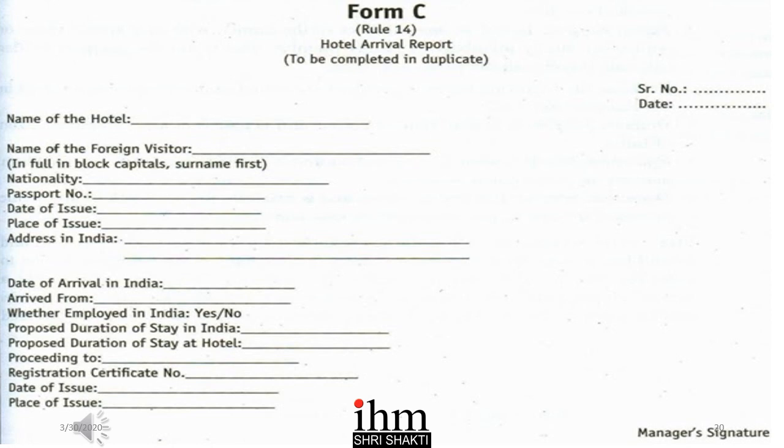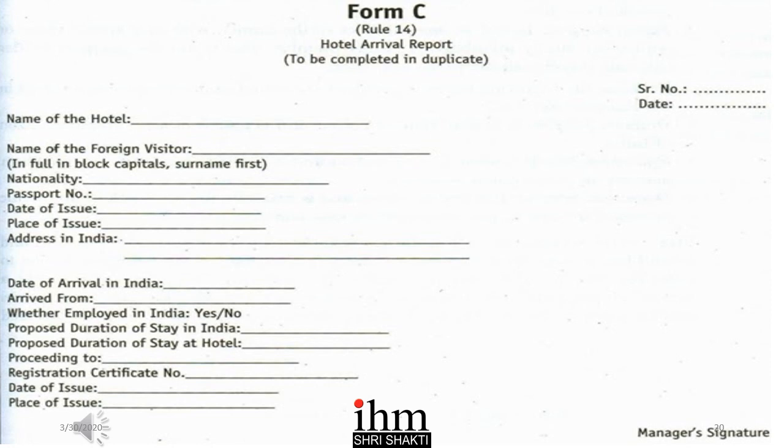Form C is a legal document. It is also called the Hotel Arrival Report and it has to be completed for foreign guests coming to the hotel. It is to be filled for all foreign nationals except for Nepalis. Non-resident Indians with green cards don't have to fill the C form. NRIs who are holding passports of other countries have to fill this form. Children up to the age of 16 are exempted from filling the C form.